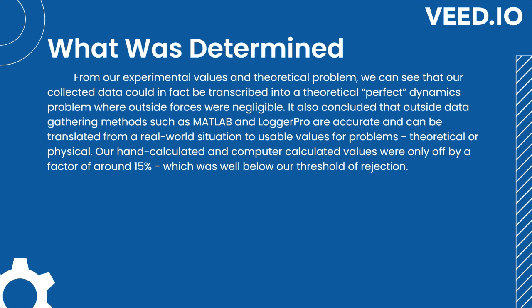So we determined that from our experimental values and theoretical problem, we can see that our collected data could in fact be transcribed into a theoretical perfect dynamics problem with outside forces being negligible. It was also concluded that data gathering methods such as MATLAB and Logger Pro can be translated from a real world situation to usable values for theoretical problems and also physical ones. And our hand calculations compared with our computer calculations were only off by a factor of around 15%, which was well below our threshold of rejection.